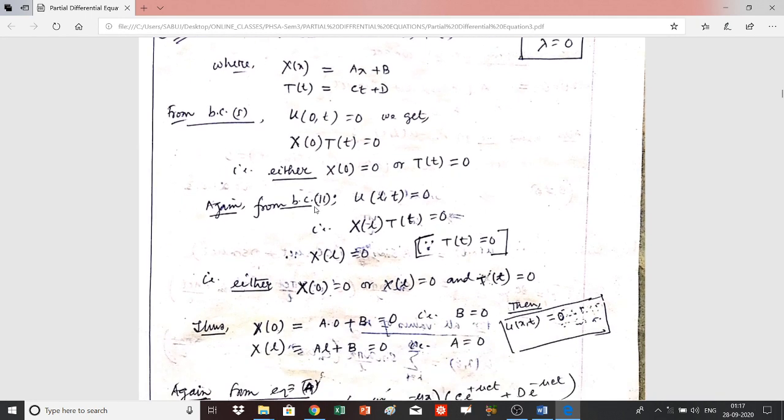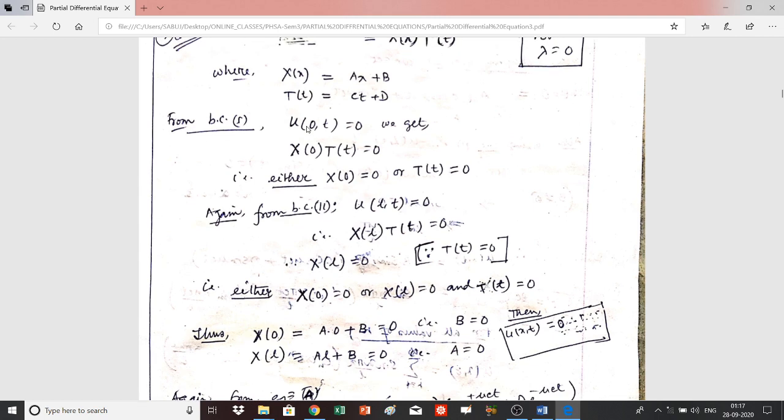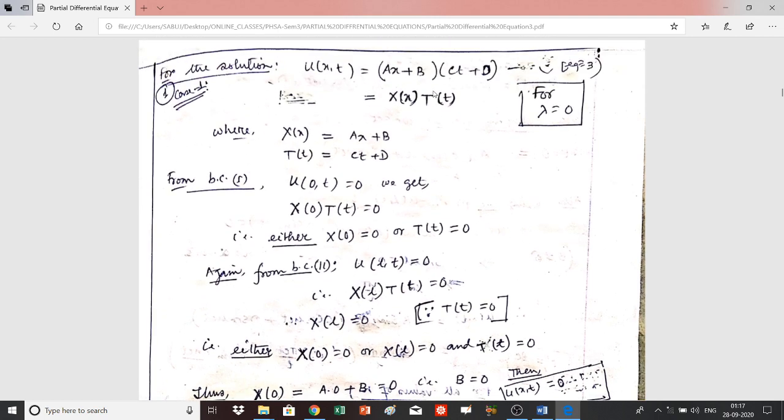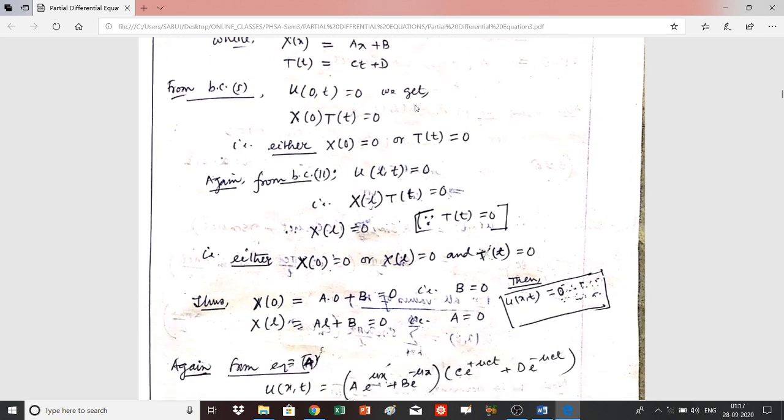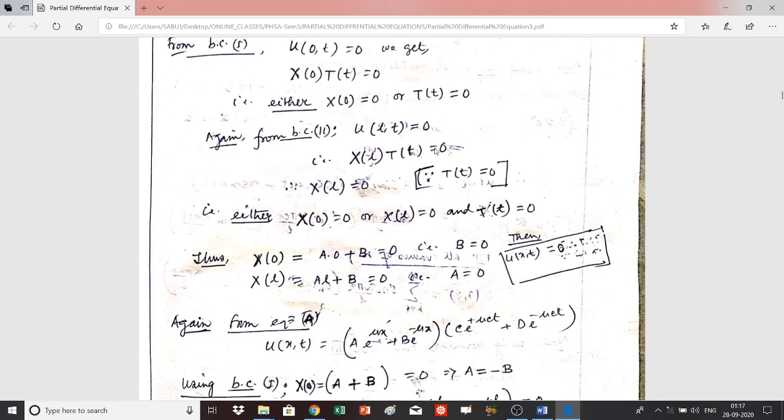Now from boundary condition 2, that is u(l,t) for the value of x at l, and from this relation, from this expression, you can write X(l) T(t) is equal to 0, because for the first case we have obtained that T is 0.